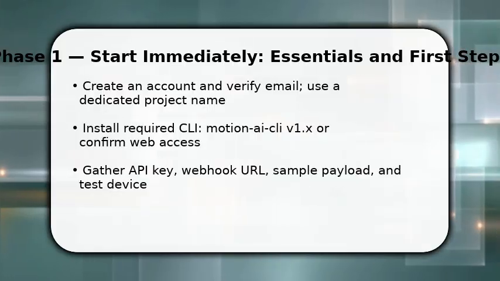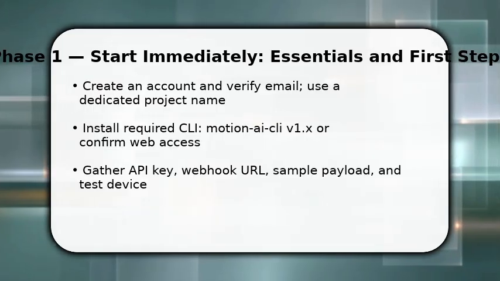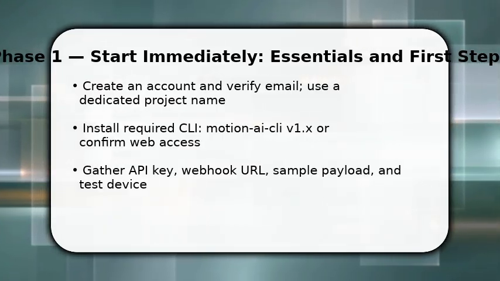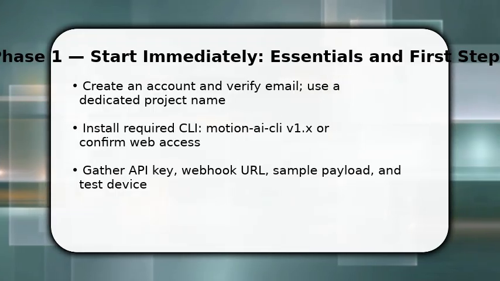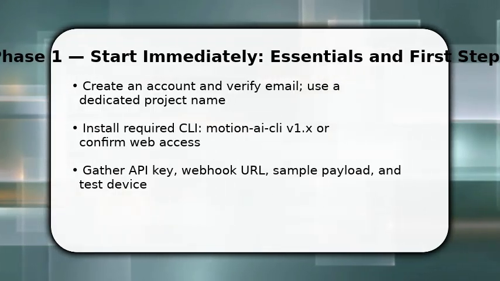You begin by confirming prerequisites so nothing blocks progress. Create your Motion AI account, verify the email, and open a new project. Make sure you have a clear project name.